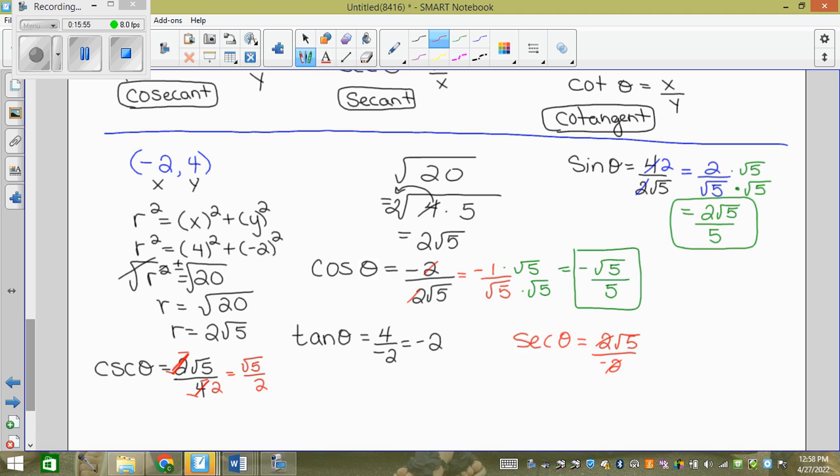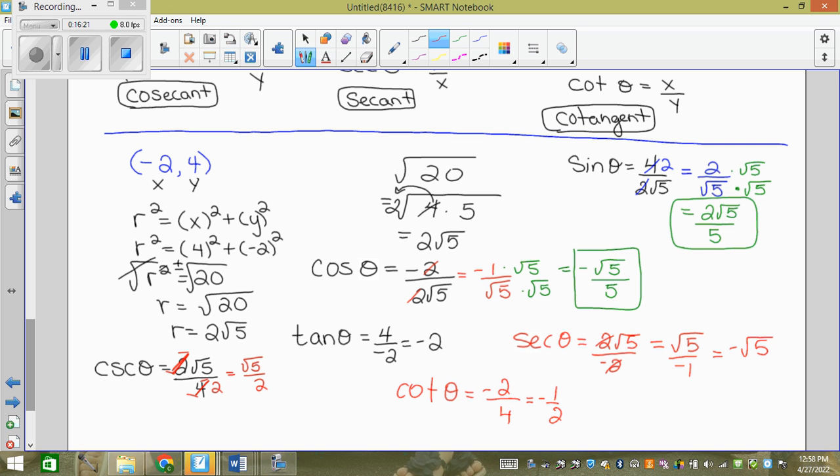Now I told you, you can leave it like this, root 5 over negative 1. It just will never be an answer that they're going to give you. So what happens when you have a negative 1 in the denominator? It just goes to the top. So we get negative root 5. And then cotan is besties with tan. So flip it, x over y, negative x over y. So it's negative a half.